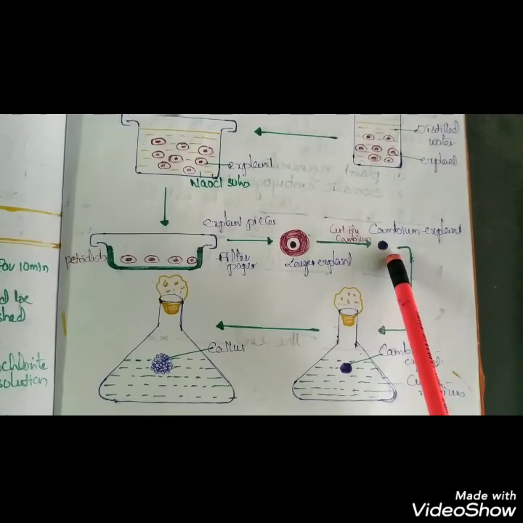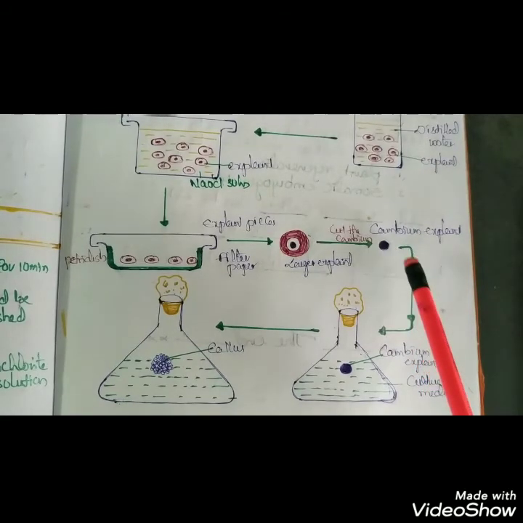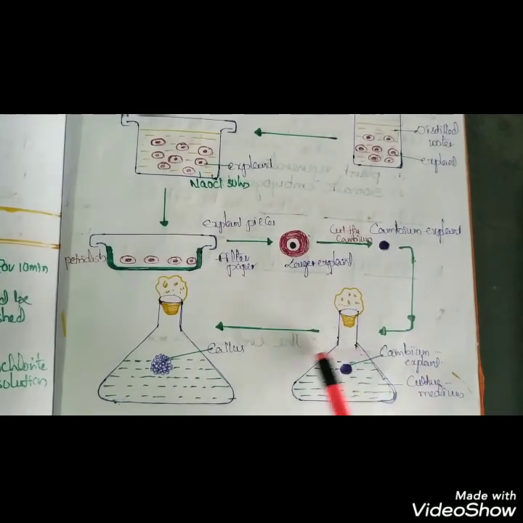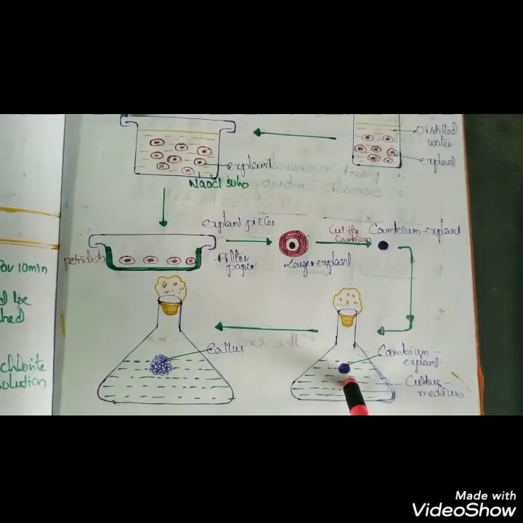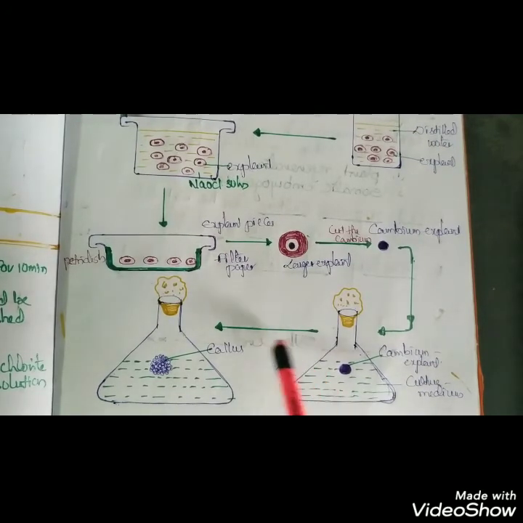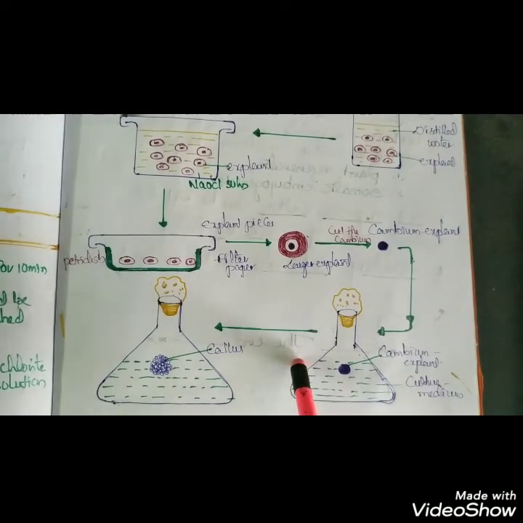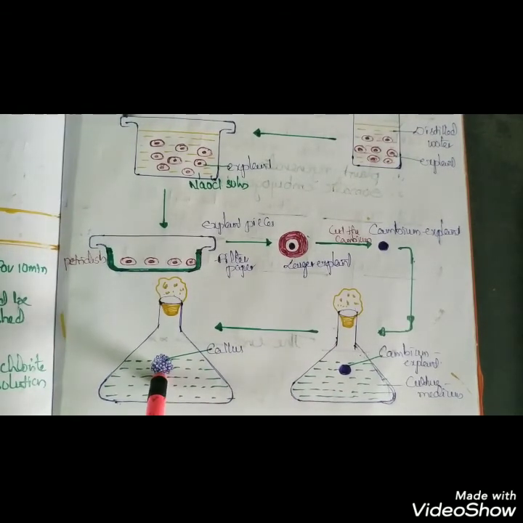Now the cambium tissues of the explant material is inoculated onto a suitable nutrient medium. This nutrient medium contains all the ingredients which is essential for the growth of this cambium tissue. Finally, after a duration of about 6 to 8 weeks, which is the incubation period, which is carried out at 25 degrees centigrade, finally we will get the callus, which is nothing but unorganized, undifferentiated, proliferated mass of cells.